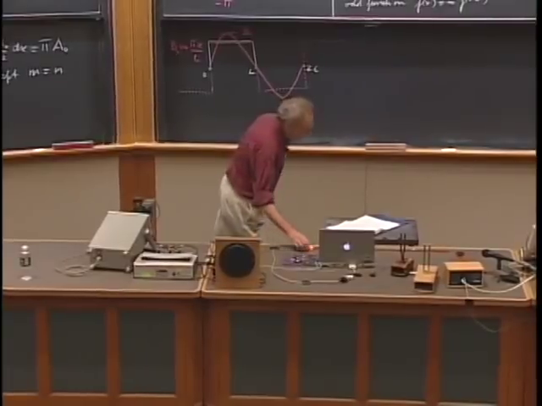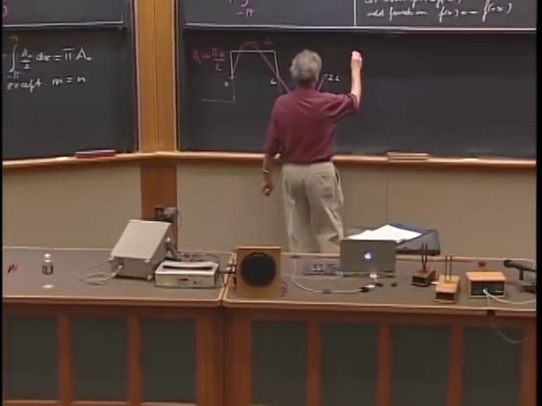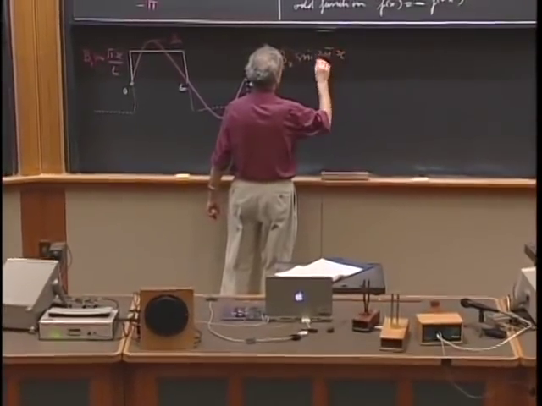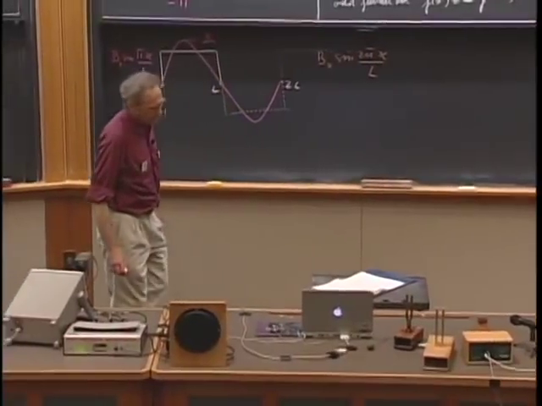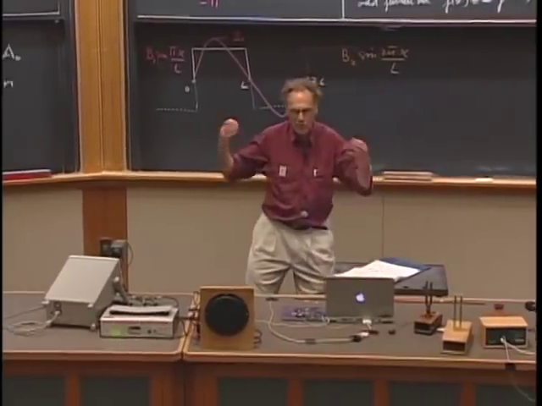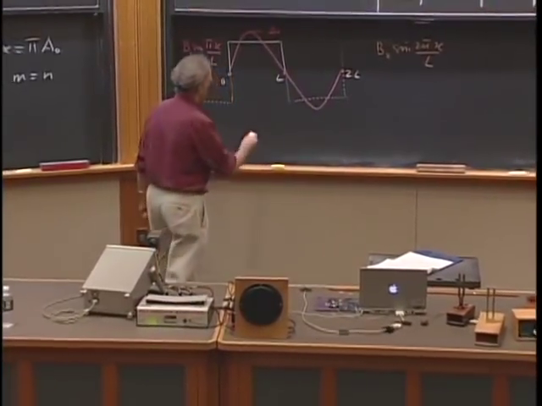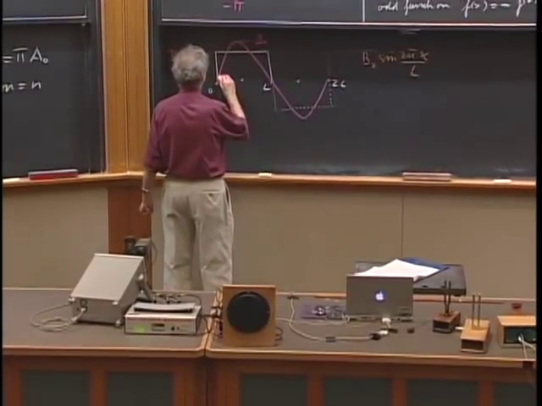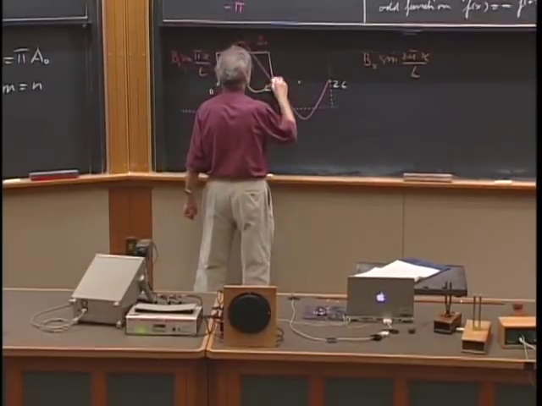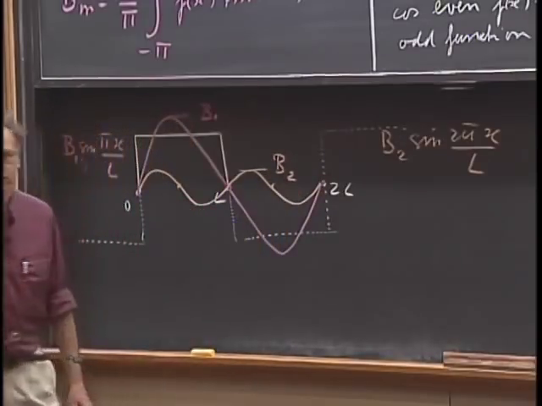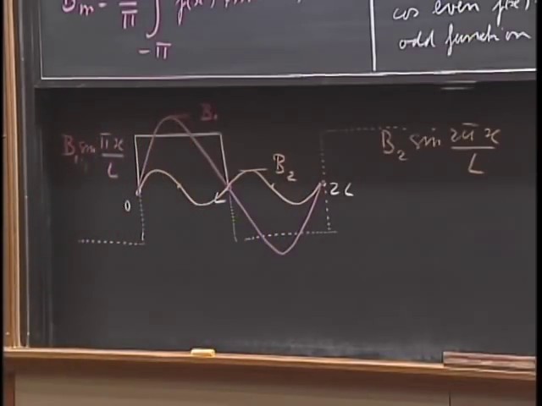Let's now take a look at B2. B2 times the sine of 2 pi x over L. Let's put it in there. I'm full of expectations that B2 will do a great job. So we have here zero crossings. So here is my B2. And this amplitude is B2. Out of the question. There is no way that B2 can do me any good. Why?